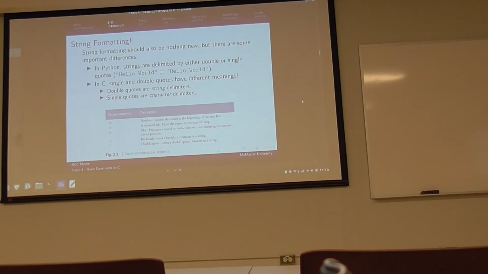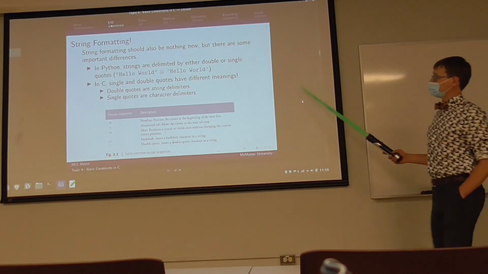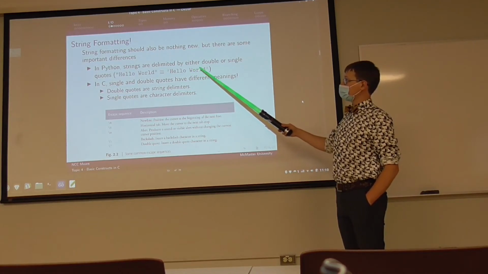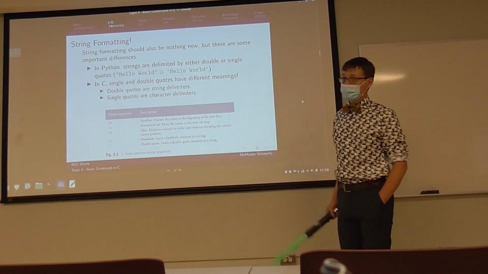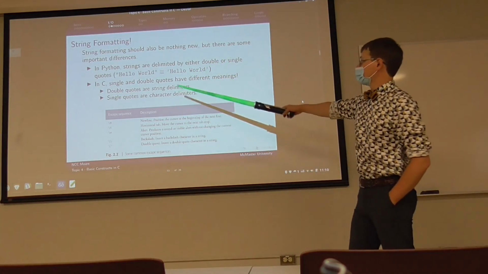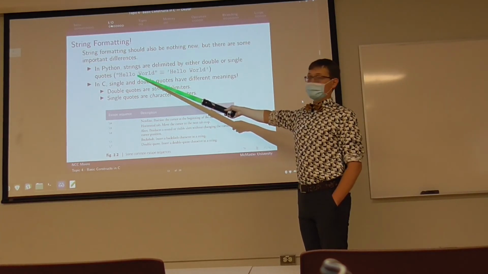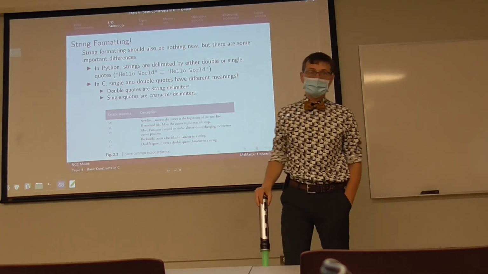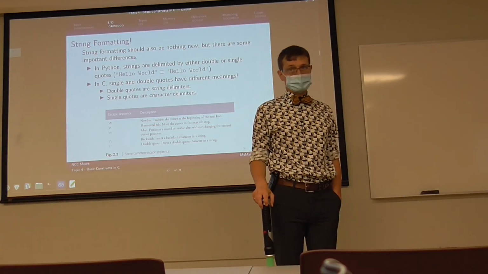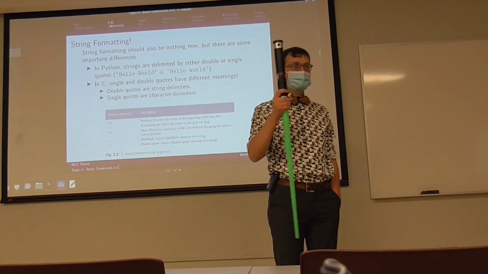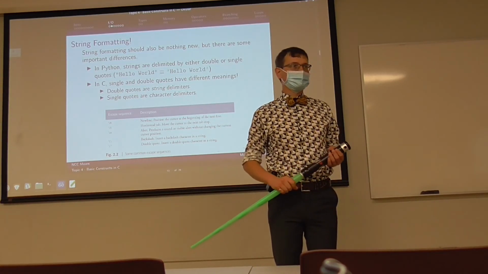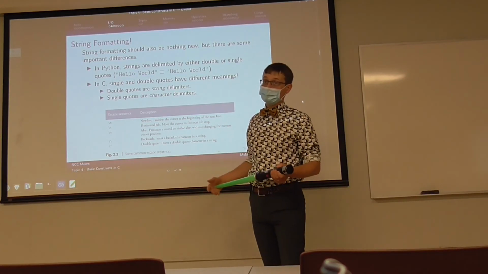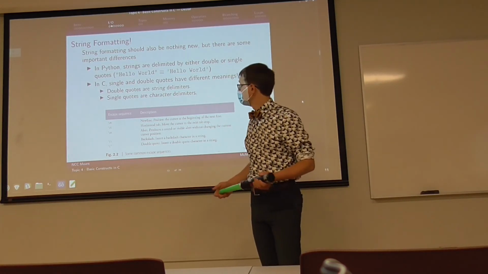So, string formatting should also be nothing new, but there are some important differences. In Python, strings are delimited by either double or single quotes. So "hello world" with double quotes is the same as 'hello world' with single quotes and vice versa, right? There is no literal difference, which, not to pick on Python too much, but I thought Python said there should be only one way to do anything.